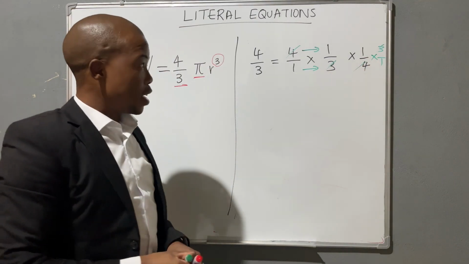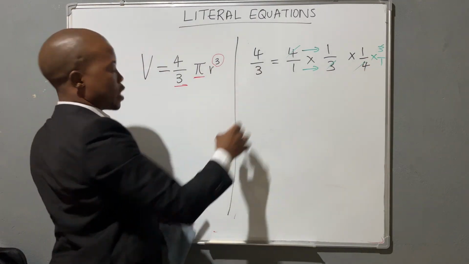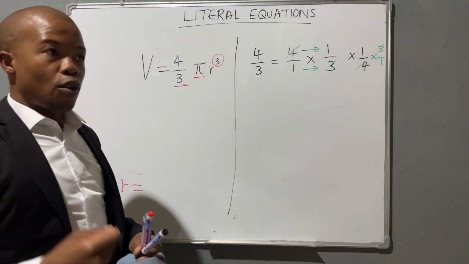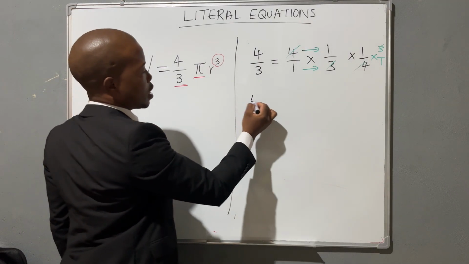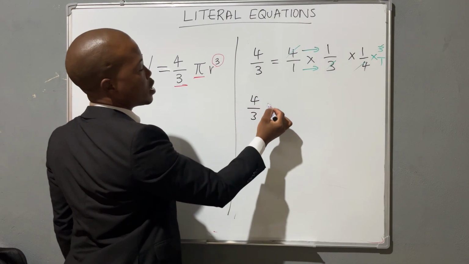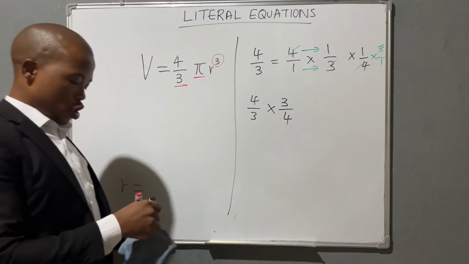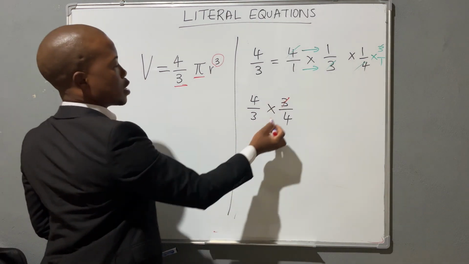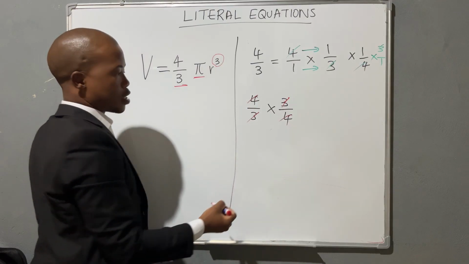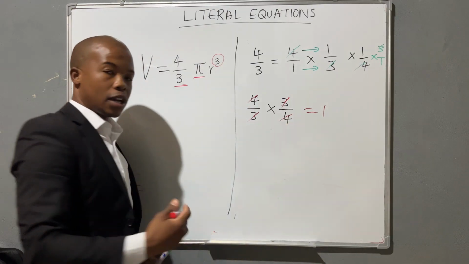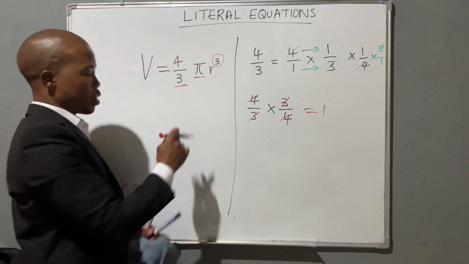So in short, I'm saying if it's 4 over 3, to get rid of the 4 over 3, we can simply just multiply by 3 over 4, so that this can cancel this, can cancel this. Then you get 1. In other words, it's as if this disappeared.